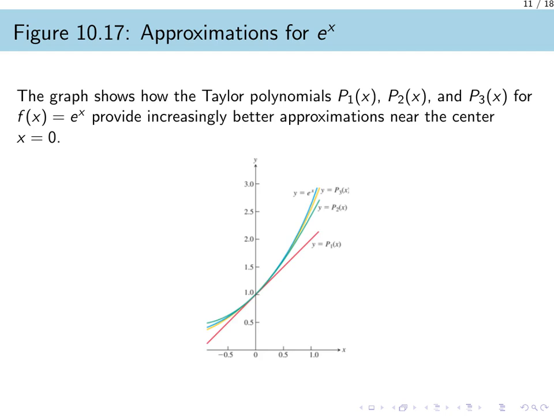The second-order polynomial, p sub 2 of x, is a parabola. Notice how it hugs the curve of e to the x more closely and over a wider interval than the tangent line does. Finally, the third-order polynomial, p sub 3 of x, is a cubic curve that provides an even better fit. The key takeaway is that as we increase the order of the polynomial, our approximation becomes increasingly accurate, especially in the neighborhood of the expansion point.